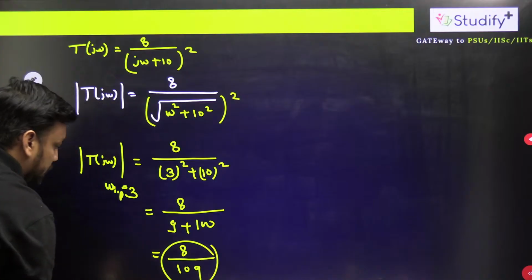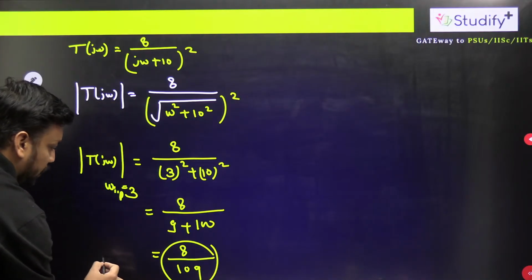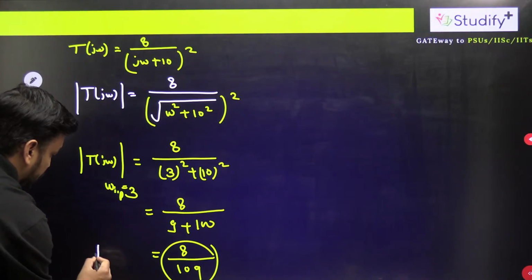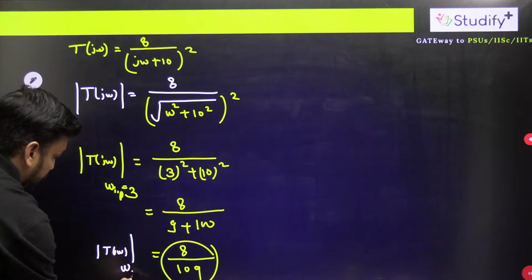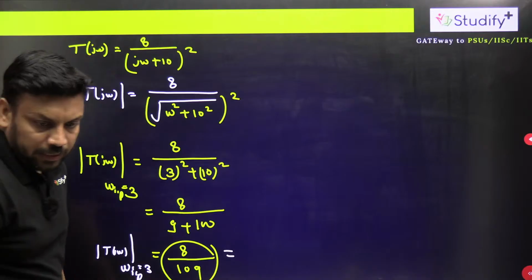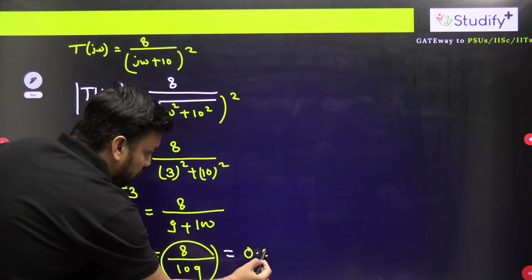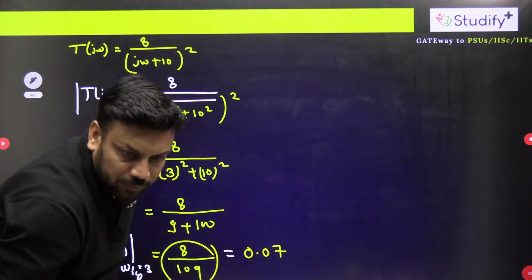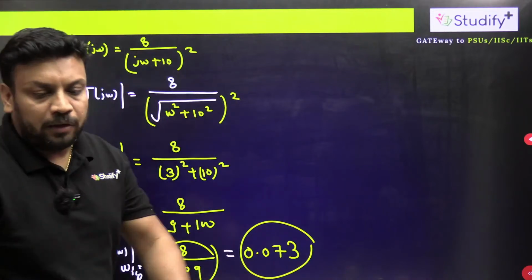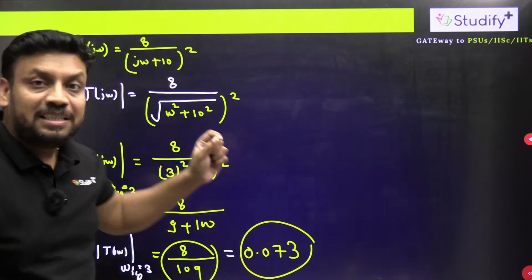Now can you please tell me what is this exact value, guys? What is the magnitude of T(j omega) at omega input, that is 3? What is the exact value? I think once you calculate now, you should get 0.07 something. 0.073, shabash, exact value. So now tell me beta, what should be the answer we need to type?